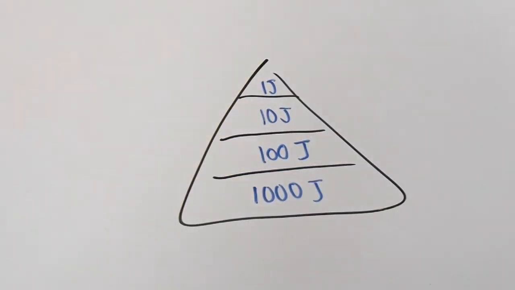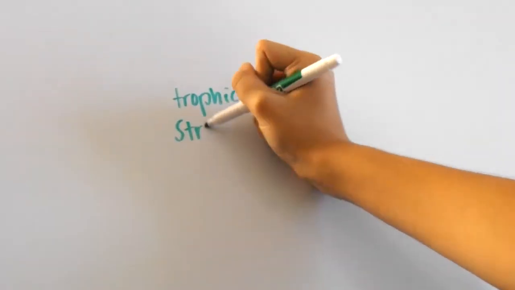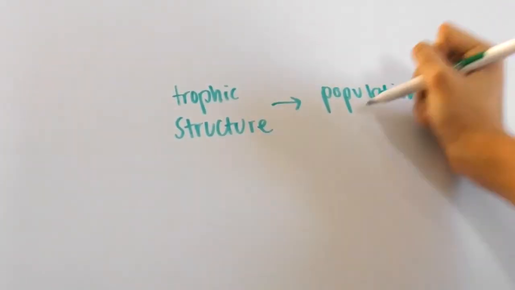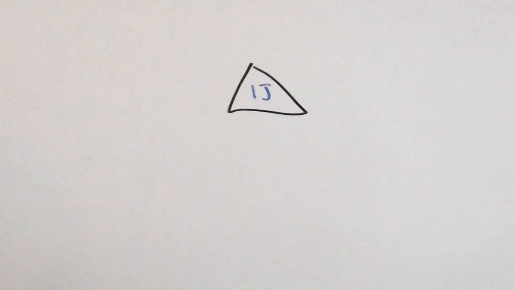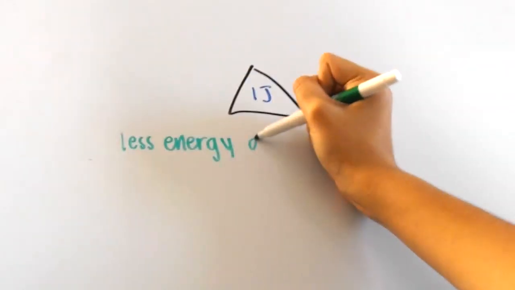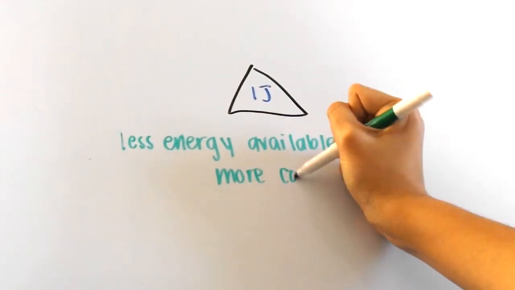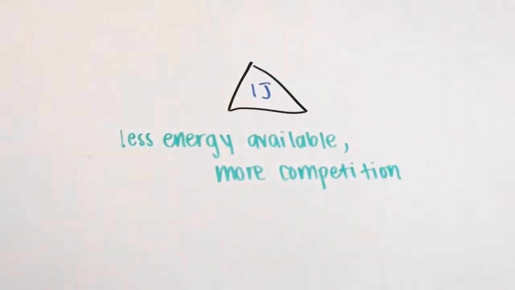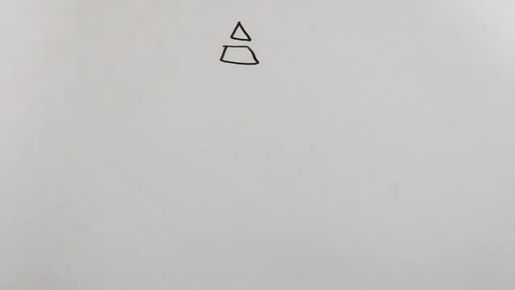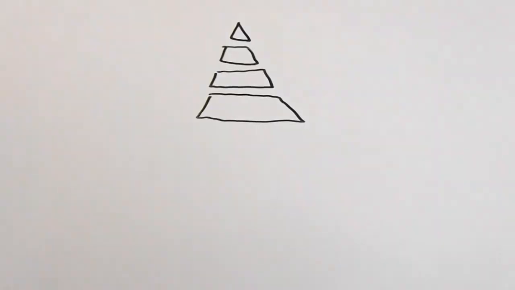It's really interesting because trophic structure is also related to population size. Just think about it, there's not much energy available for the tertiary consumers, meaning there's more competition for them because there aren't a lot of resources to begin with. That means there's less tertiary consumers. There's a bit more secondary consumers and more primary consumers and a whole lot more primary producers.